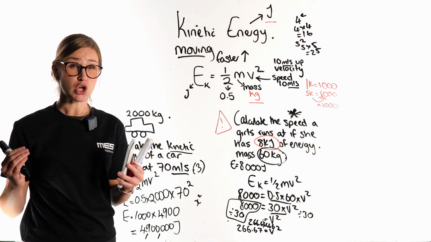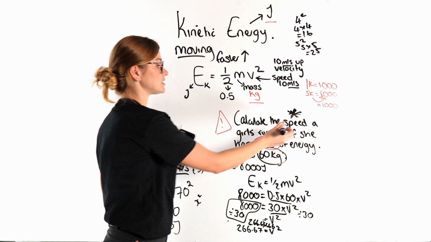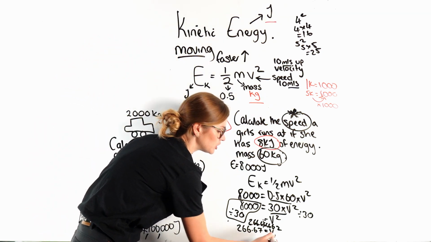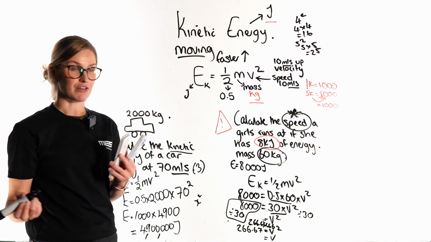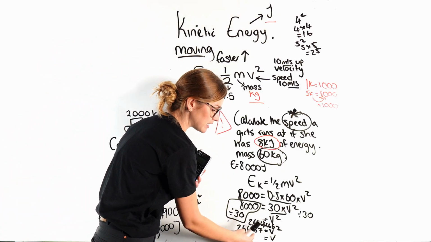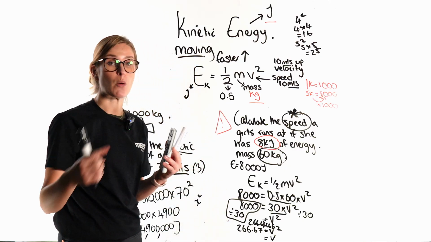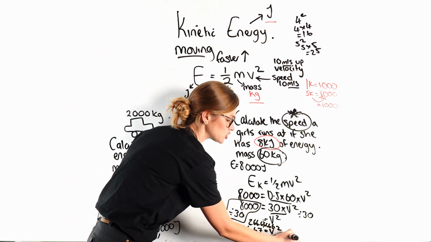So many people want to stop here, but we're not finished because it just wants the speed. It doesn't want the speed squared. So we have to get v by itself. If v squared is this number, how do I get v? We do the opposite. To get rid of something, we do the opposite of it. So the opposite of squaring is square rooting.